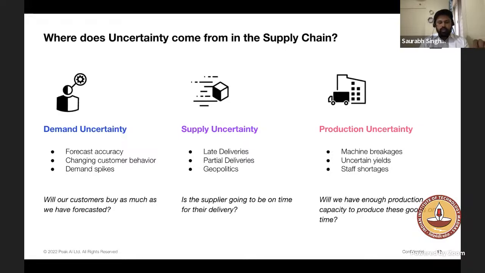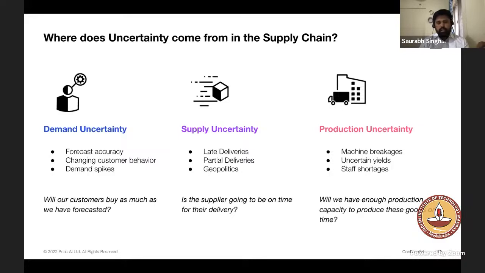So it can be caused by forecast accuracy, it can be caused by changing customer behavior, it can be caused by a sudden spike in the demand, right? So there can be these factors which can lead to the creation of demand uncertainty, and this can further trigger your production, or maybe it can affect your profits. You can miss your target, you cannot satisfy your customer requirements on time, in full capacity, right? So this kind of thing can occur.